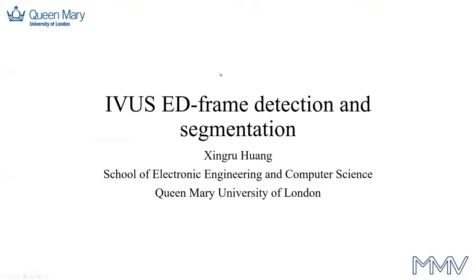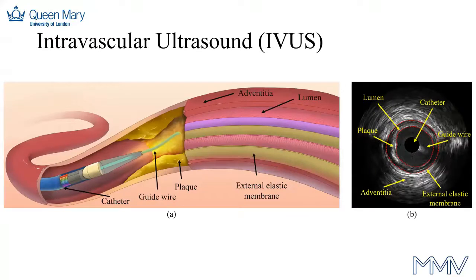My topic here is about IVUS ED frame detection and segmentation. IVUS is simply putting a sensor into your vessels and filming inside your vessels to see if there are any problems. You can see here, the main task is to annotate the inner vessel wall, which we call lumen, or the outer vessel wall.